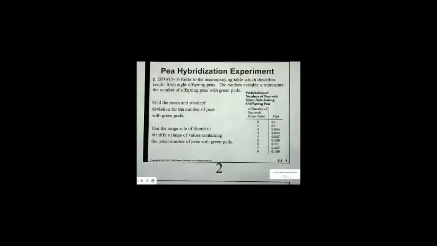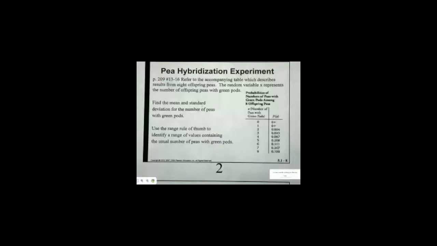What are the reasonable answers to that question? 0 through 8. It wouldn't make sense to say I have -2 green pods or I have 10 green pods if I only picked 8. So 0 through 8 are your total possible outcomes. And according to Gregor Mendel's research, here are the probabilities for each of those outcomes.